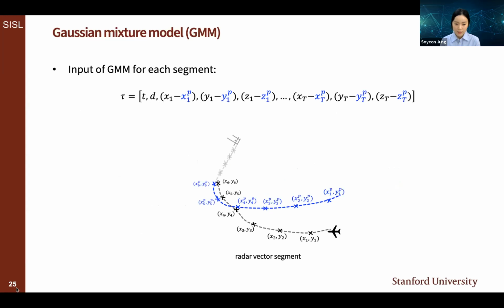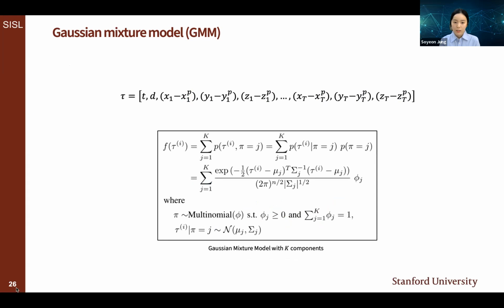After all the pre-processing is done, we have an input data set for each segment, which consists of the interpolated aircraft trajectories and procedures of all runways. The input vector of our GMM consists of the transit time, total distance, and the difference in the ENU positions of the aircraft and the procedure. For each segment, a GMM is trained to find the maximum likelihood estimates of the parameters pi, mu, sigma for each Gaussian component.